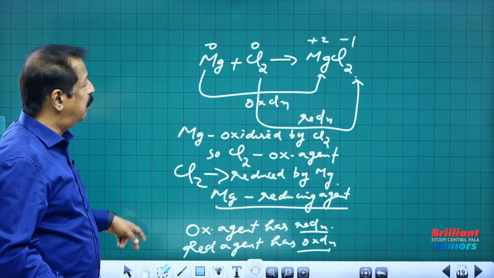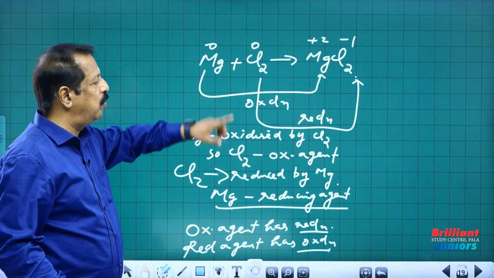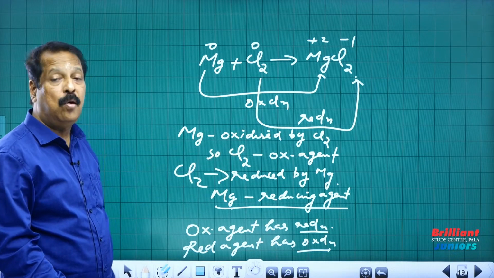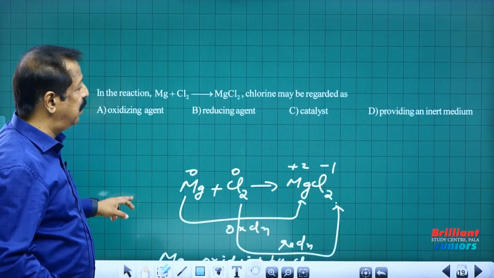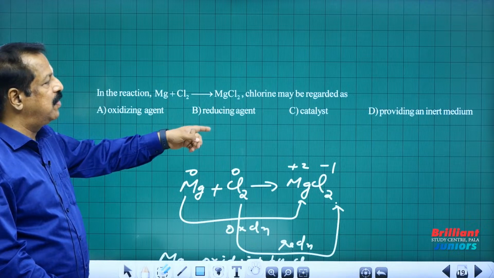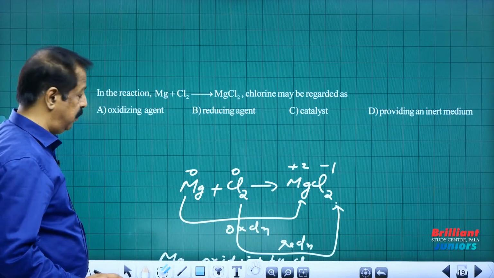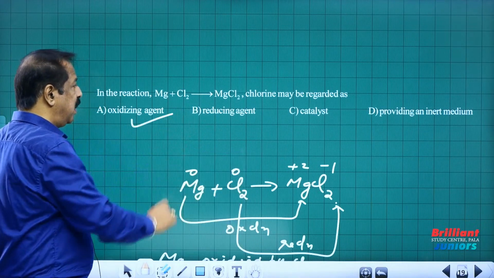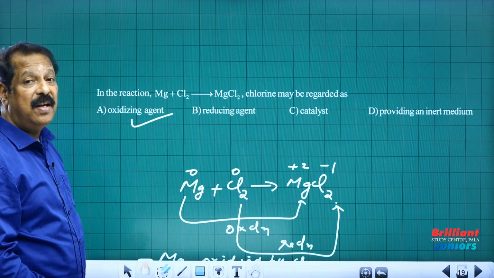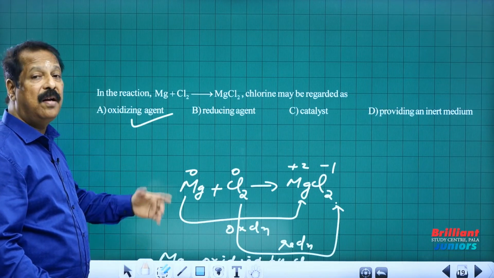So here magnesium was oxidized by chlorine, so chlorine acts as an oxidizing agent. We will see the options: oxidizing agent, reducing agent, catalyst, providing inert medium. So here the answer is chlorine is an oxidizing agent and magnesium is a reducing agent.